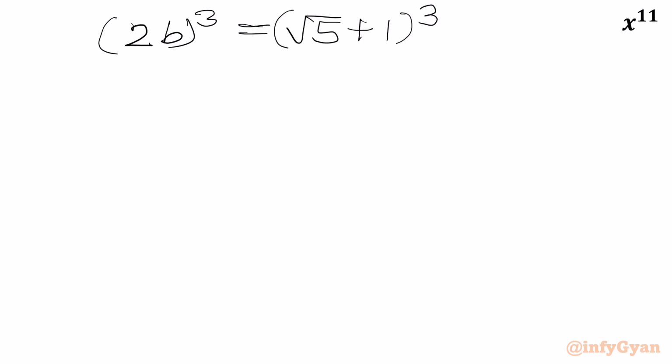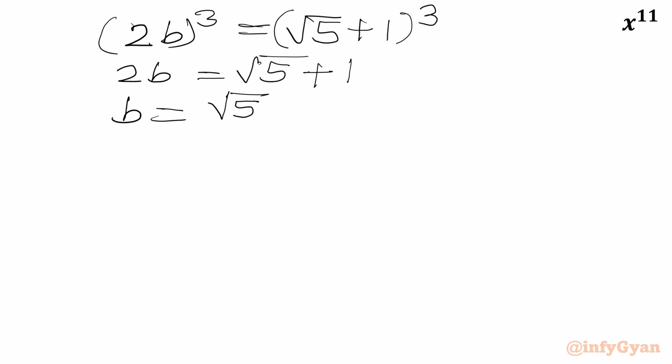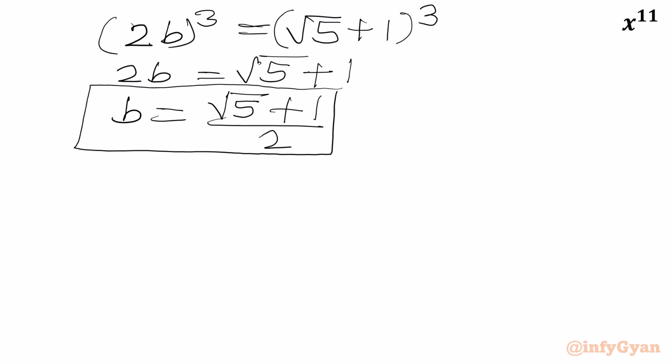Now I will take cube root both sides for the real value of b. We will get 2b equal to square root 5 plus 1. Now I will divide both sides by 2. We will get b equal to square root 5 plus 1 over 2. Now b is also known, our denominator.